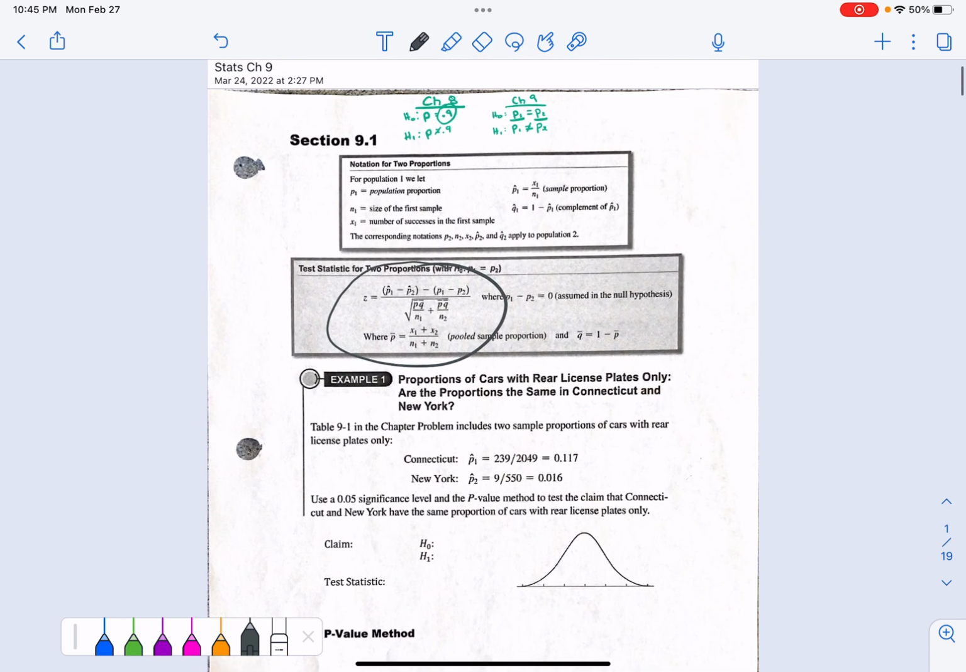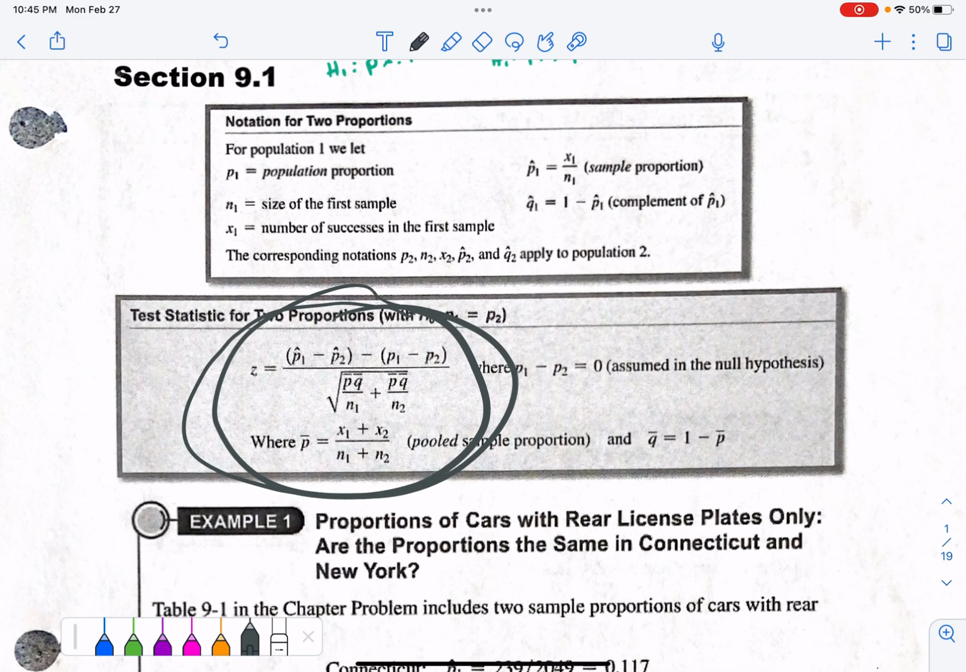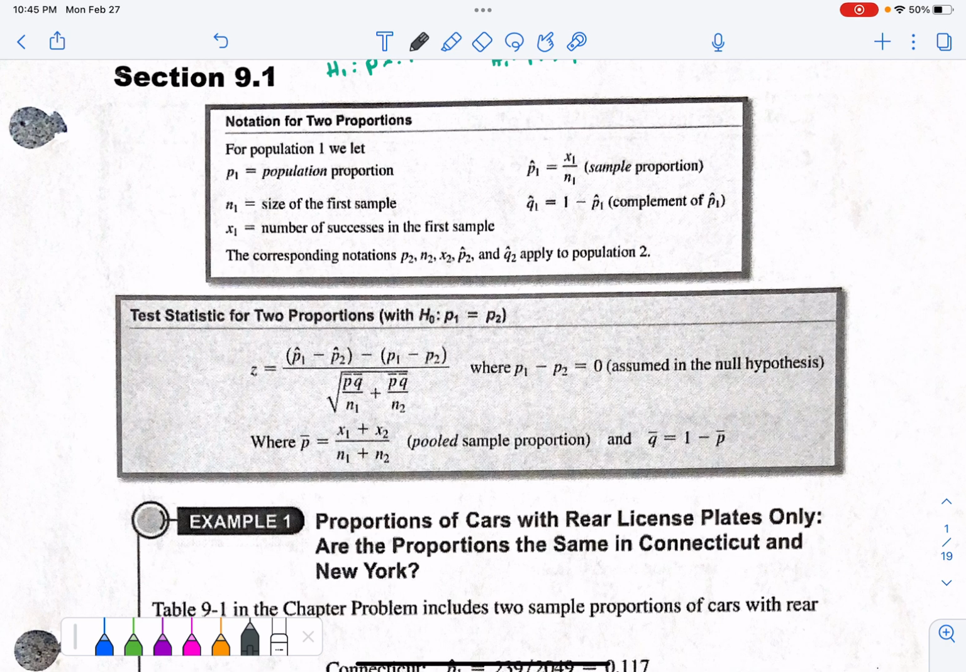We've got this formula going on up here. All of the 1s refer to your sample 1. All of the 2s refer to your sample 2. And then the one thing that I will change here is that we will always list our null hypothesis as the p's are equal to each other.